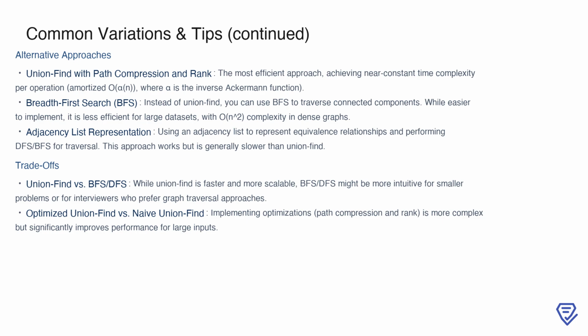When evaluating trade-offs, consider the problem size and complexity. Union find is faster and more scalable, making it ideal for large inputs. On the other hand, BFS or DFS might be more intuitive for smaller problems, or when you want to demonstrate graph traversal techniques during an interview. Additionally, keep in mind the difference between optimized union find and its naive version. While optimizations like path compression and rank can add complexity to your implementation, they significantly improve performance for larger datasets, making them worth the effort in most cases.